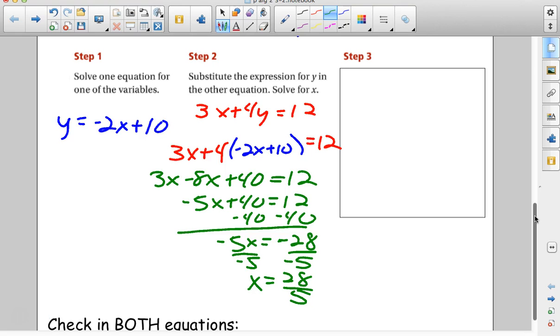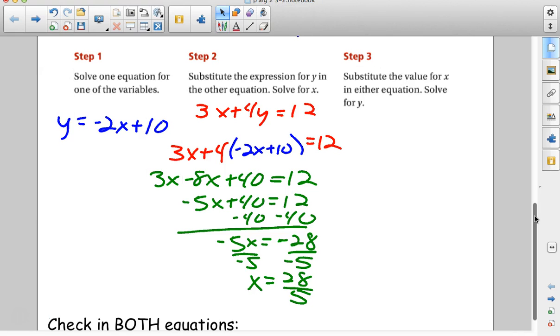We're not done yet. Because remember, visually what we're trying to do is figure out where these two intersect each other. And it's not just the x that we want to be concerned with. We also want to figure out where the y is. So we substituted once, but that's not enough. We now need to take our x value, which we know. It's 28/5. And we're going to put it back into either one of our first two equations. It doesn't make any difference. And figure out what y is.